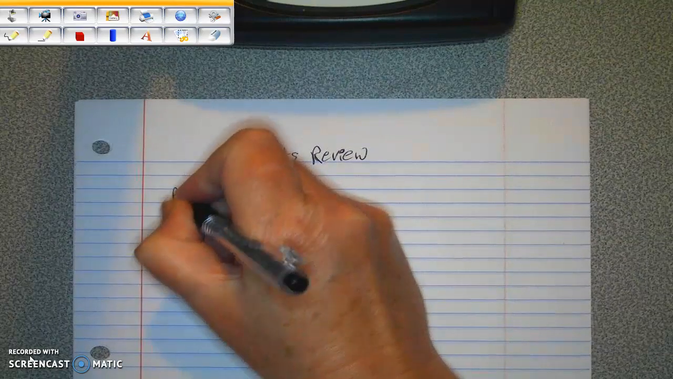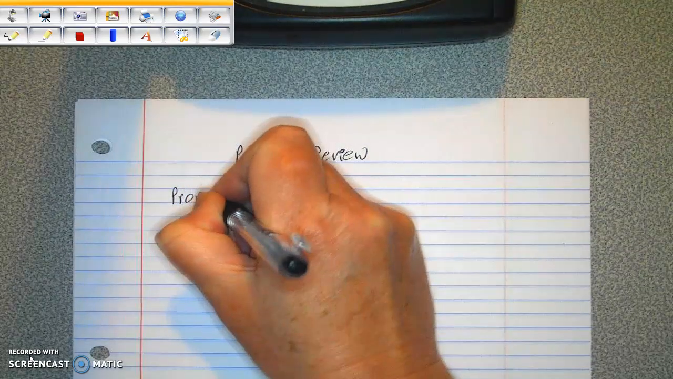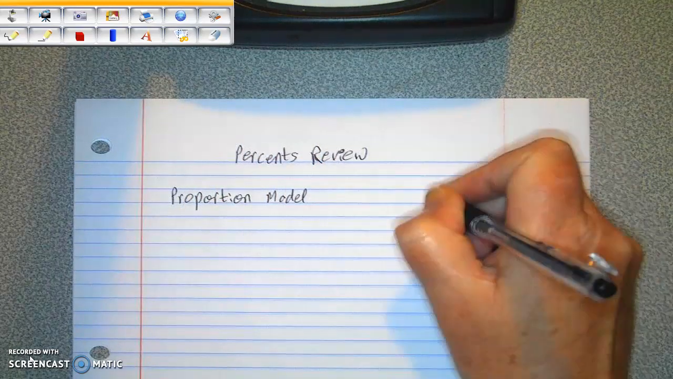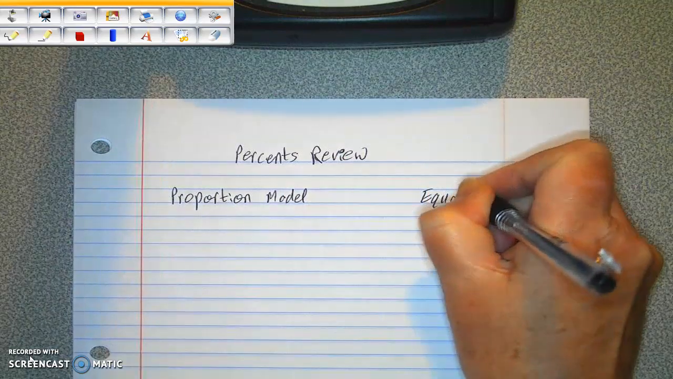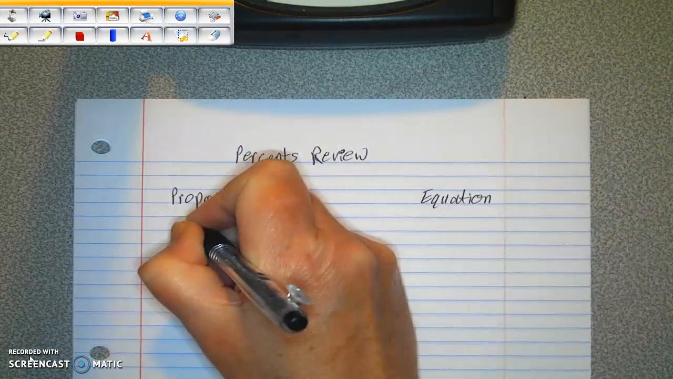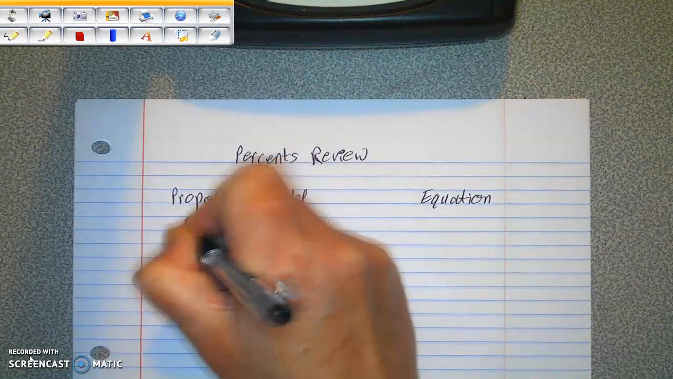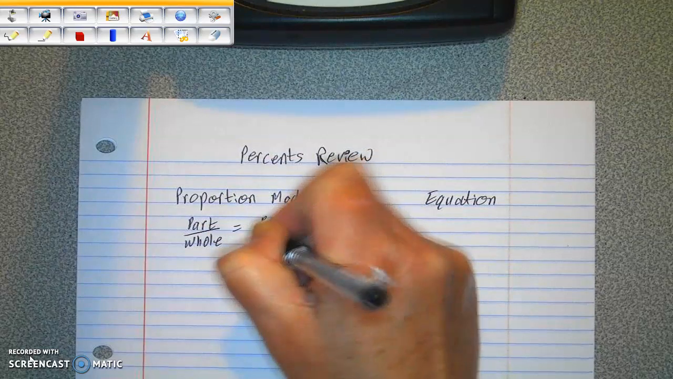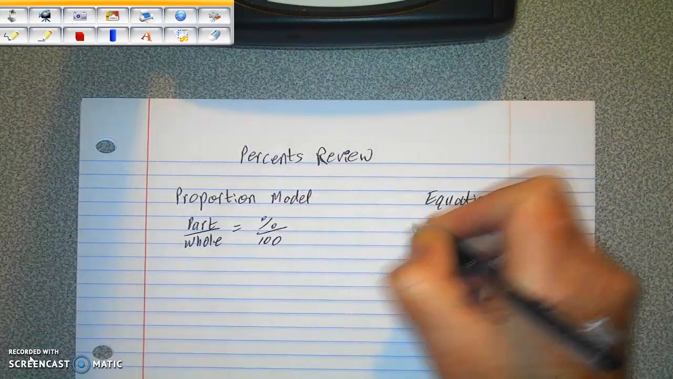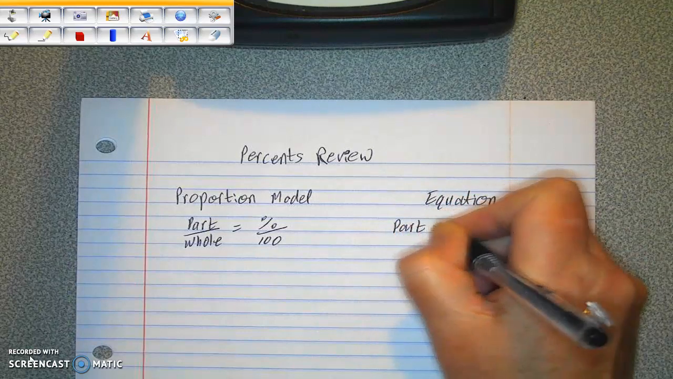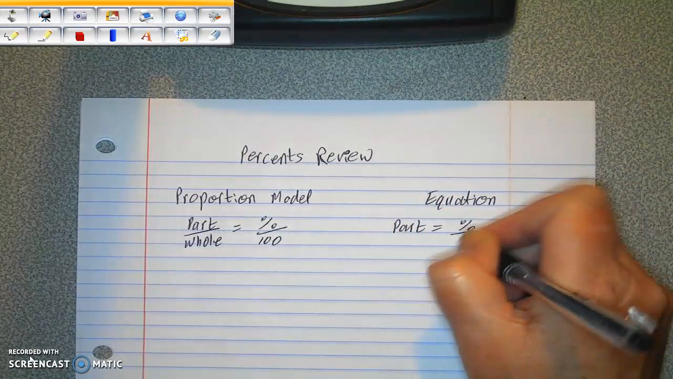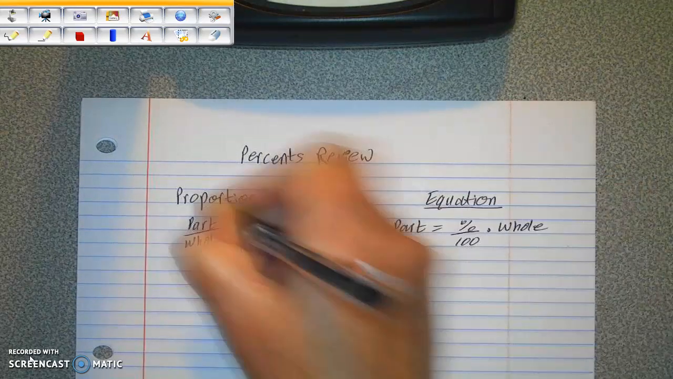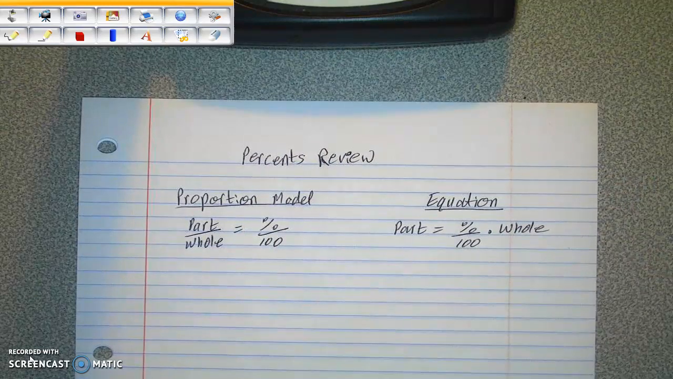We have done two ways, using a proportion model and using an equation. The proportion model: put part over whole is equal to percent over 100. The equation was the part equals the percent divided by 100 times the whole. So, two different approaches that you may use.